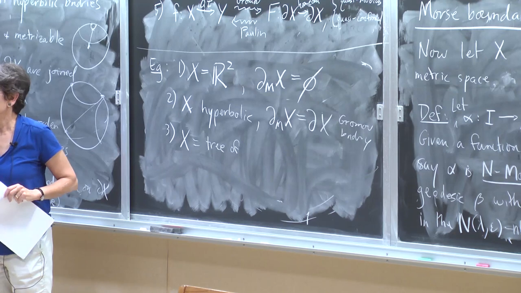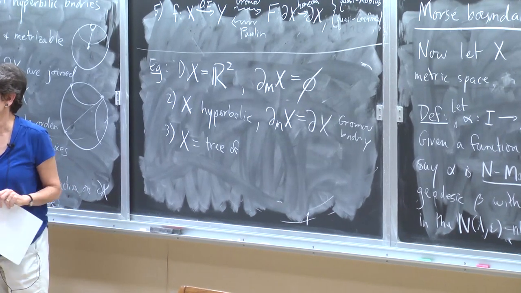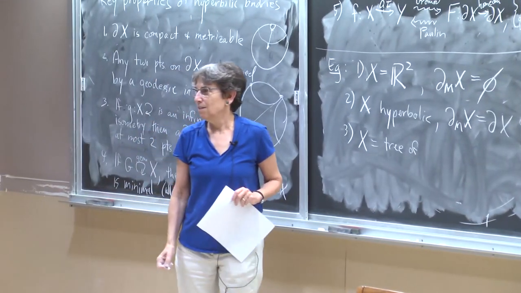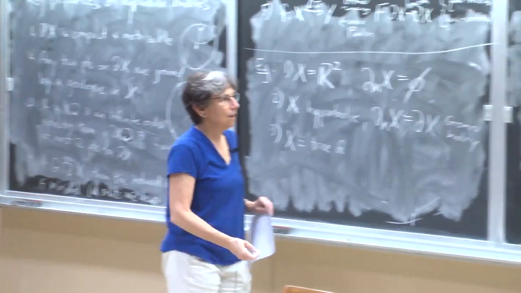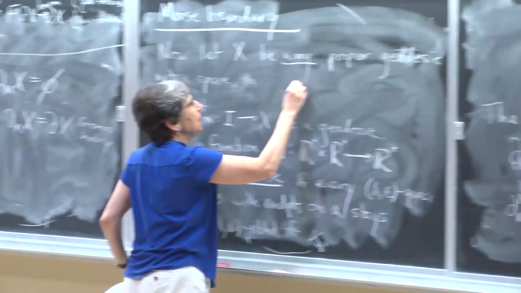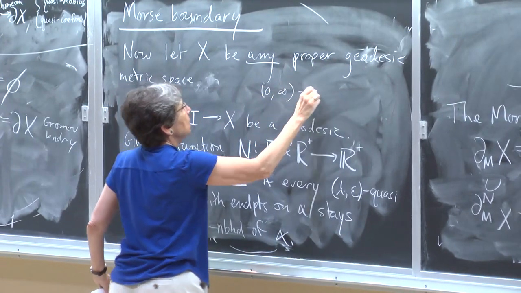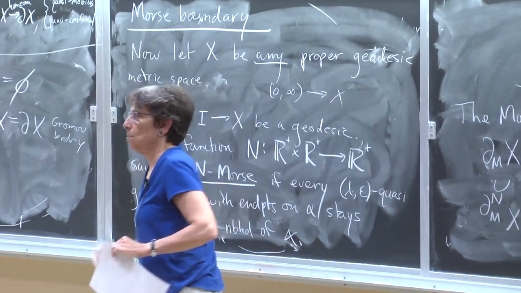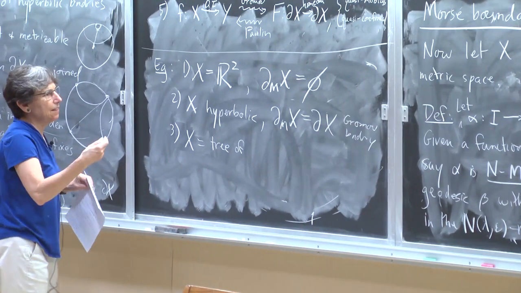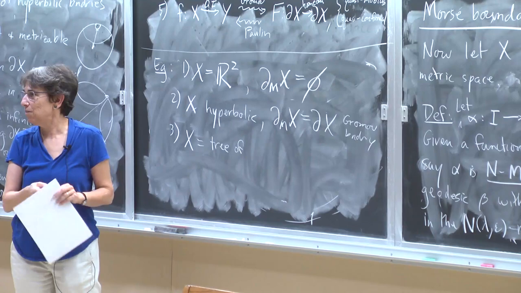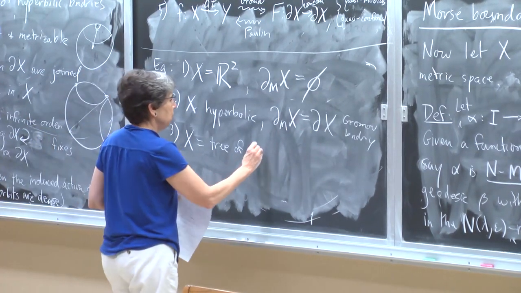No, it's empty. There's no rays to infinity. There's no geodesic things that go. Yeah, it's got to be a geodesic to infinity. A ray is a geodesic from here into X, so it's got to be length preserving. It's an isometric embedding, if you want, of the interval into X. Okay, so tree of flats.